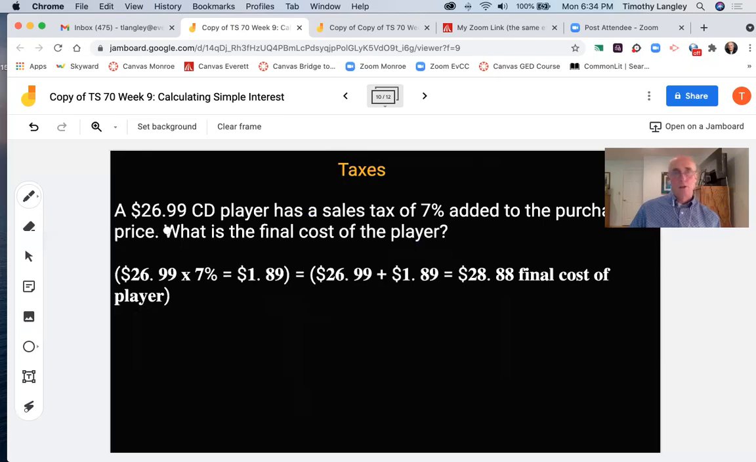A $26.99 CD player has a sales tax of 7% added to the purchase price. What is the final cost? So all they're really asking for here is, what is 7% of this $26.99 CD player, and then I have to add that to that price to get my total, the final cost. See here, final cost, that's what they're asking for.